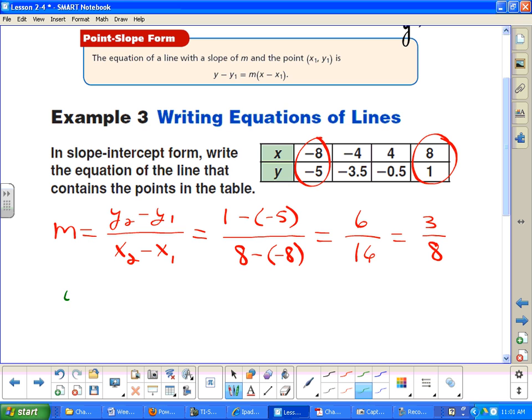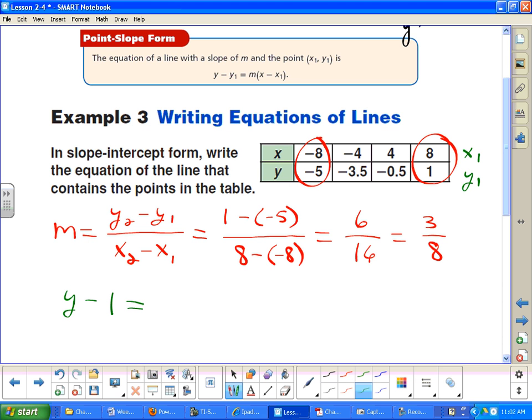So we have y minus, that means then that this is x sub 1 and this is y sub 1. And we're going to just leave x and y as they are. We're not going to put anything in place of them.